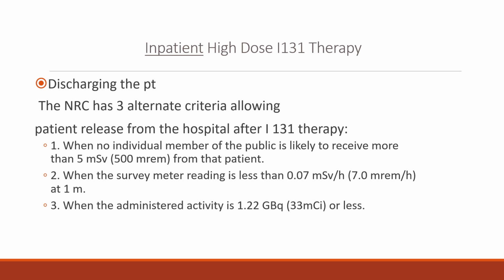So discharging the patient, the NRC has 3 criteria for discharging a patient: when no individual member of the public is likely to receive more than 500 millirems from that patient, when the survey reading is less than 7 MR per hour at 1 meter, or when the administered activity is 33 millicuries or less. If any one of those criteria are met, then the patient can be discharged home. Remember, anytime a patient's going home after that, though, they have to be willing and able to follow the radiation safety guidelines and not expose the public.